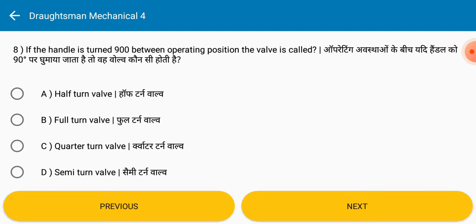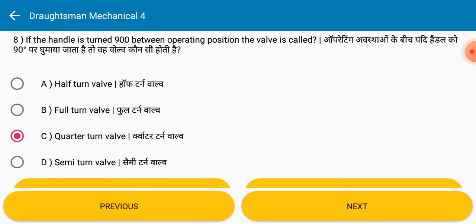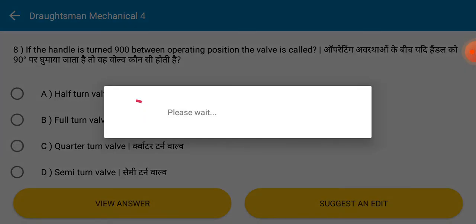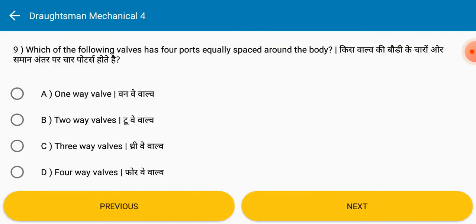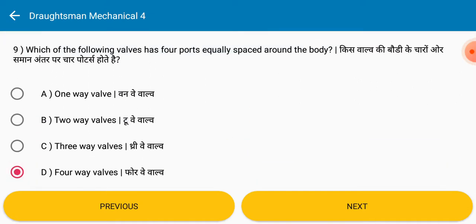Next question. If the handle is turned 90 degree between operation position, the valve is called. The right answer is option number C, quarter turn valve. Next question. Which of the following valve has four parts equally spaced around the body? The right answer is four-way valve. Option number D is the right answer.